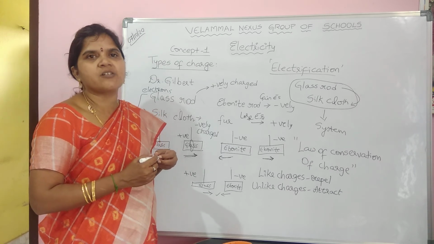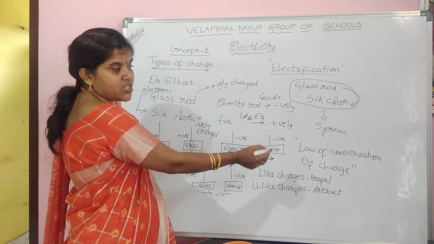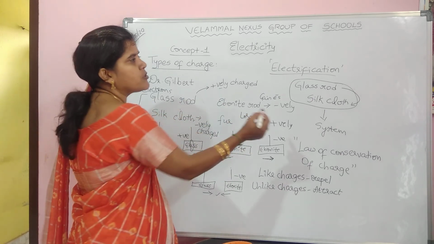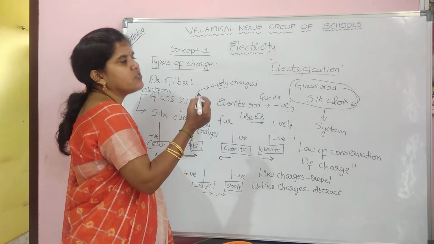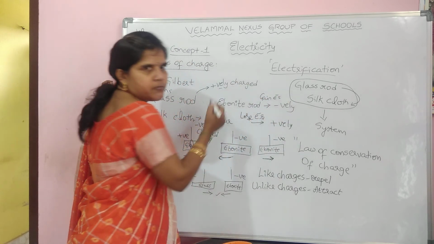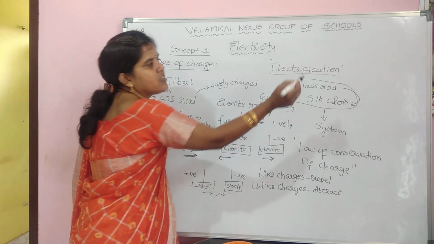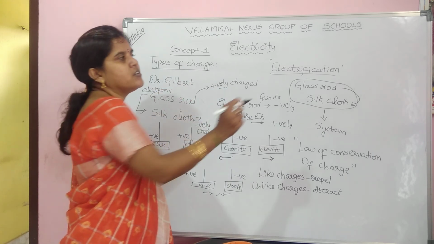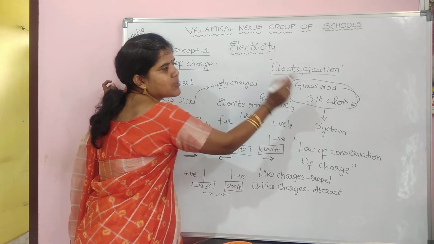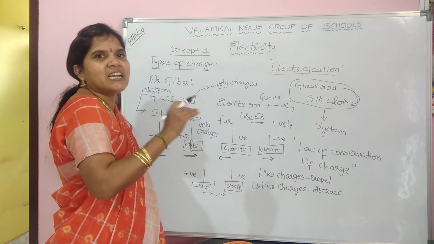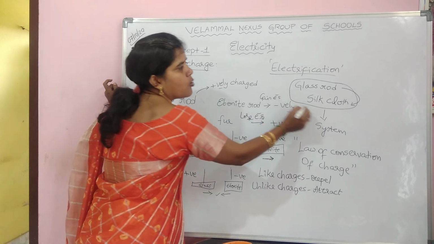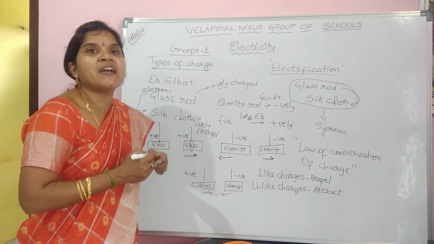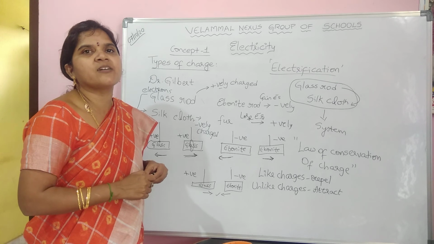What does it mean, law of conservation of charge? Suppose we are rubbing a glass rod with the silk cloth. If we consider this as a system, the glass rod will lose the charge and the silk cloth will gain the charge. The number of charge carriers, the number of electrons lost by the glass rod and gained by the silk cloth, are equal and same in magnitude, and hence for the whole system, the number of electrons, the number of charge carriers remains the same. This is known as the law of conservation of charge.